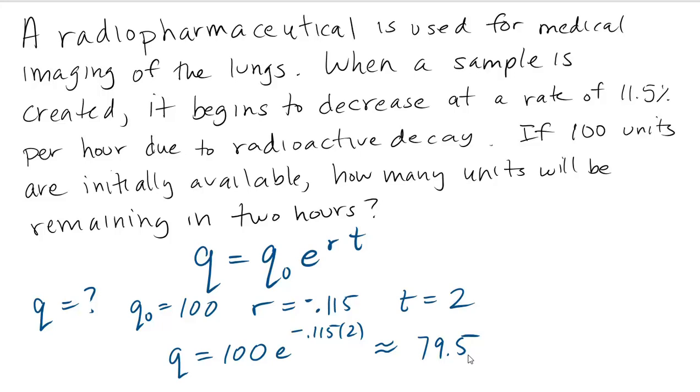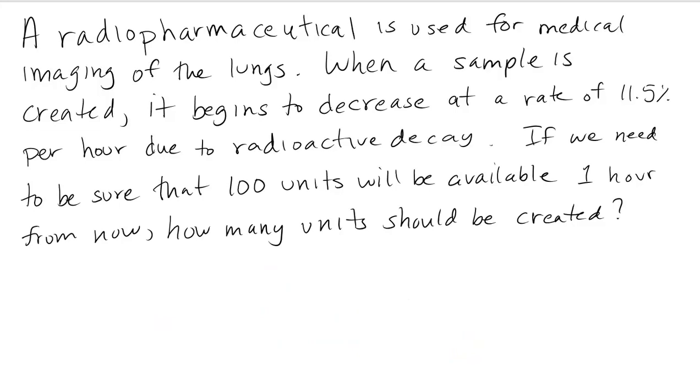So let's flip the question a little bit. Suppose you need 100 units at the end. Then you can't create 100 units because just in the transfer over to the patient, you're going to lose a little bit. So let's answer that question. A radiopharmaceutical is used for medical imaging of the lungs. When a sample is created, it begins to decrease at a rate of 11.5% per hour due to radioactive decay. If we need to be sure that 100 units will be available 1 hour from now, how many units should be created? We're going to have to create more than 100 units because it's decaying away.